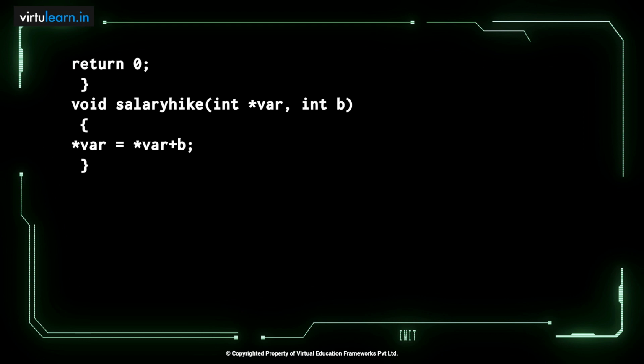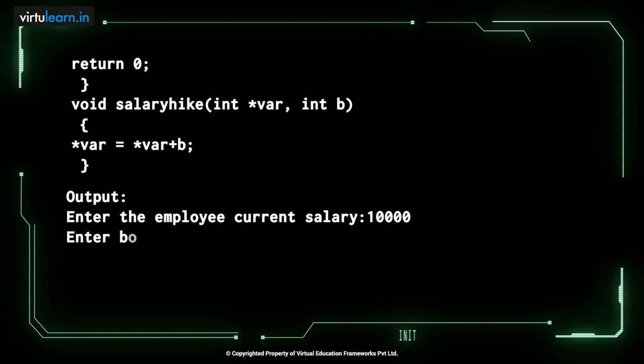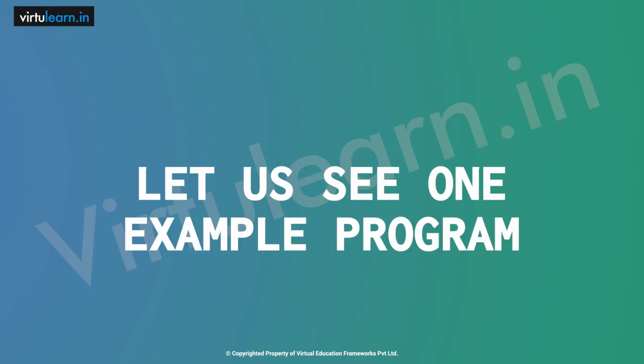As it is a void function, the value will be given to the function call where the function is being called. So printf, the final salary is %d \n, followed by salary. Now we are going to return the salary in the final output. So this is how we can pass pointer variables to a function. Let us see one example program.